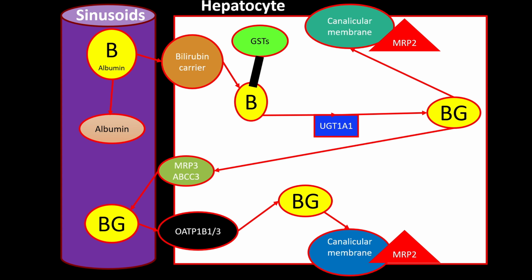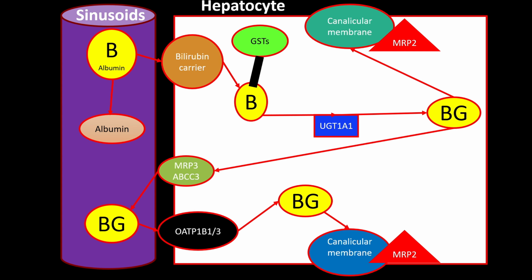UGT1A1 is an intrinsic protein of the endoplasmic reticulum, and its catalytic site is located within the lumen. The ultimate goal is excretion of conjugated bilirubin. Active transport into the bile. Conjugated bilirubin is actively transported across the bile canalicular membrane of the hepatocyte against a concentration gradient.